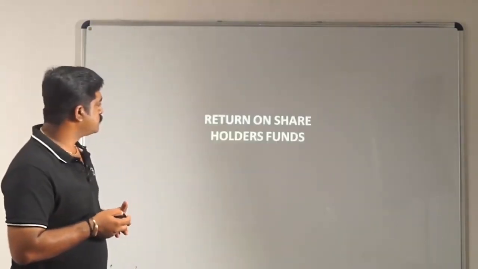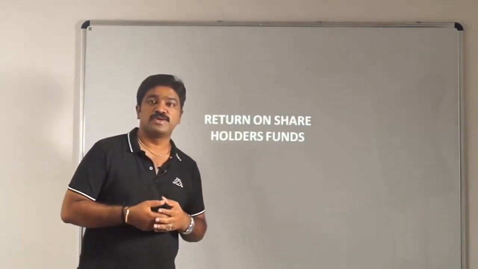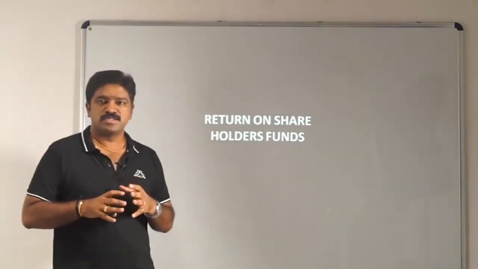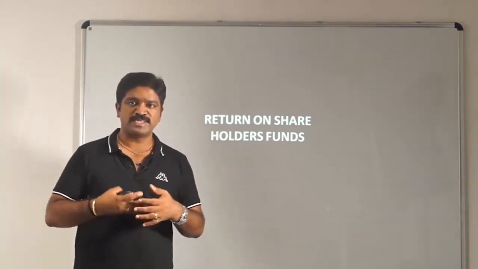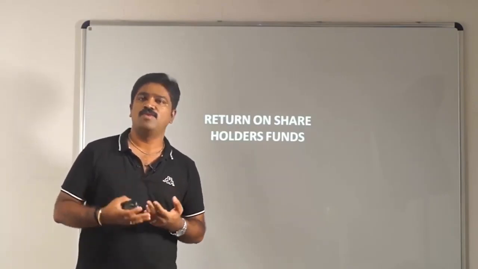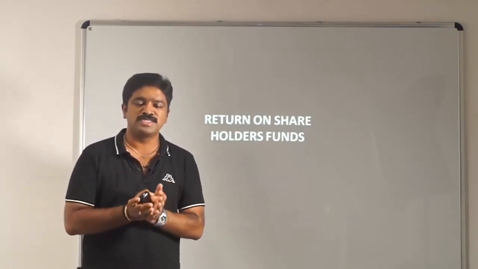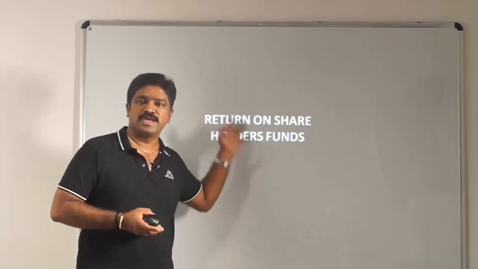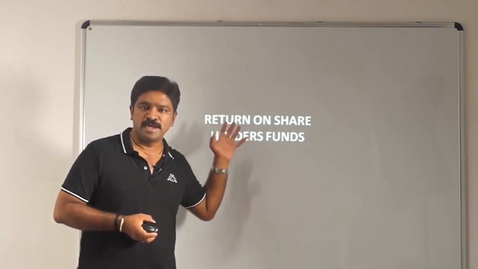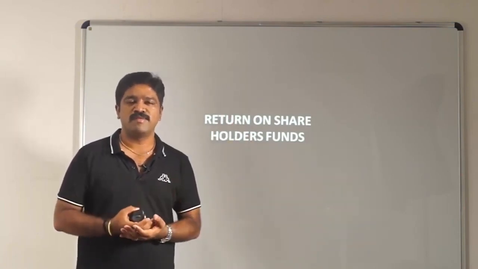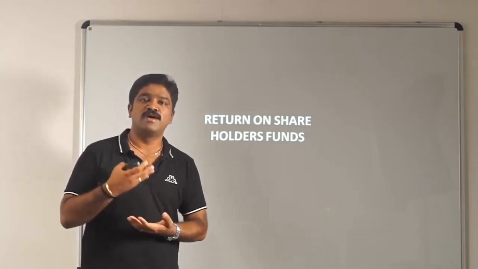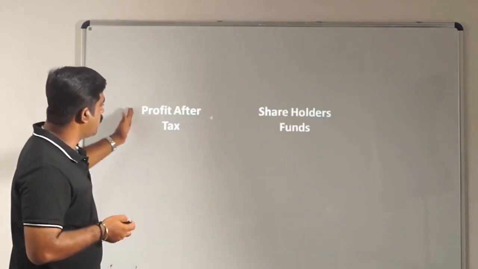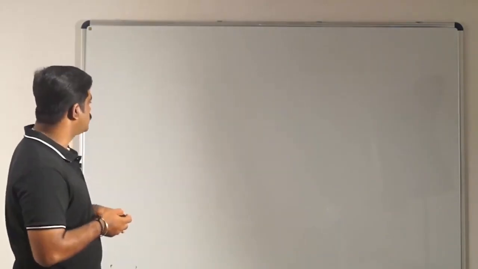Moving on. The third ratio, a very, very critical ratio, return on shareholders' funds. Now this is the ratio where we are going to look at the return from the shareholders' point of view. When I say shareholder, it can be equity shareholder and preference shareholder. I'm not being specific about equity shareholder. I'm saying shareholder. It means this includes both equity and preference. So which profit will be available for these shareholders? That's basically profit after tax. So in return on shareholders' funds, we compare the profit after tax with shareholders' funds. Let's see.